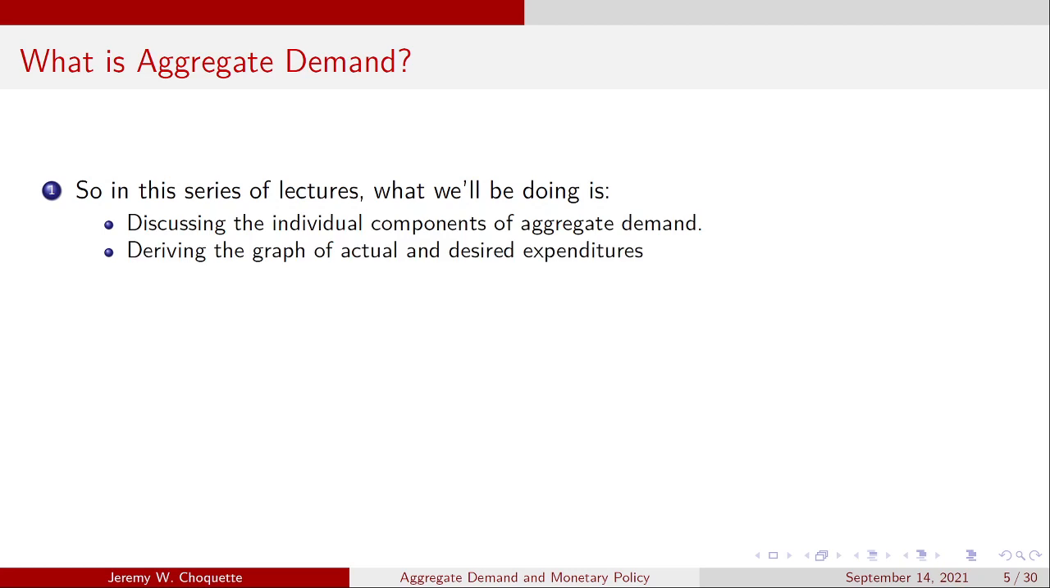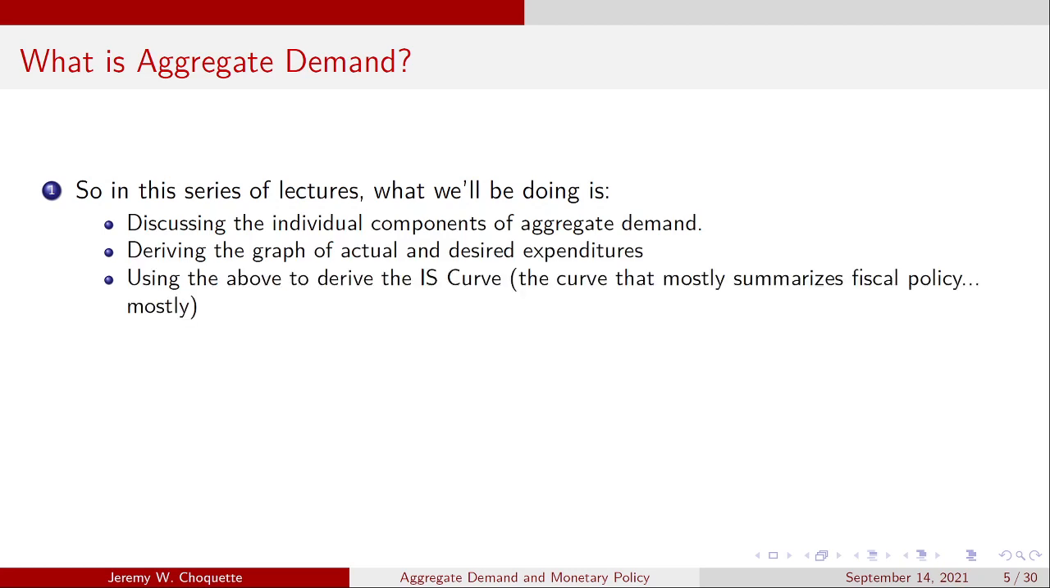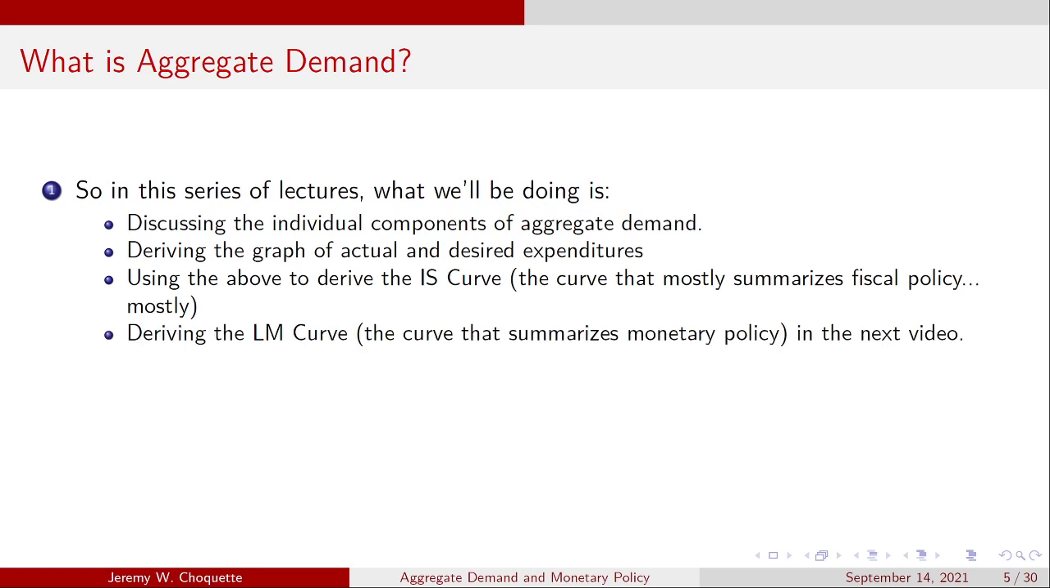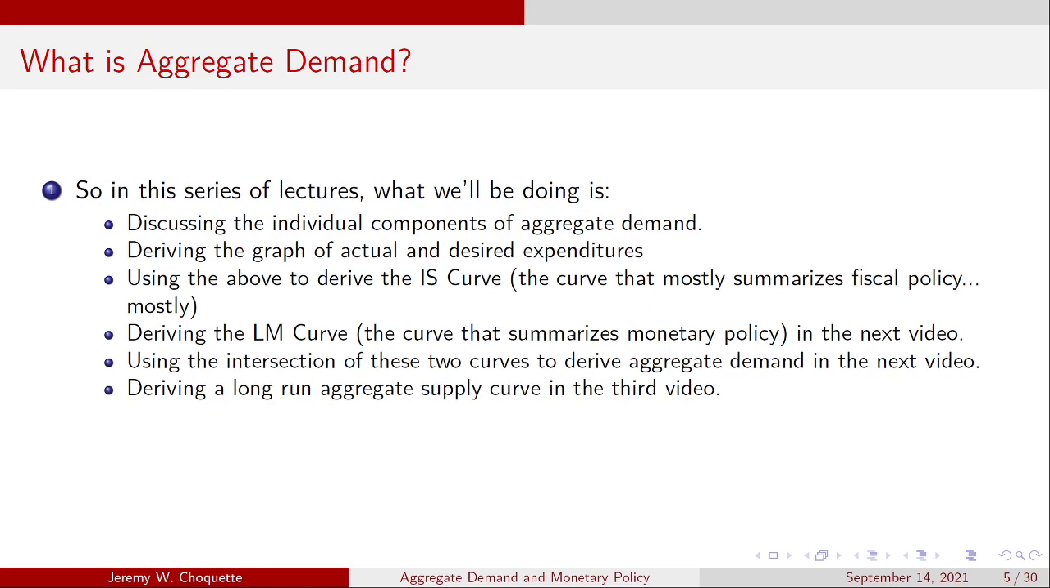Then we're going to be deriving the graph of actual and desired expenditures. We're going to be using that graph to derive the IS curve, which is the curve that mostly summarizes fiscal policy. Mostly. And we're going to be deriving the LM curve, or a curve that really summarizes monetary policy, in the next video. In the next couple of videos after that, we're going to be using the intersection of these two curves to get aggregate demand.